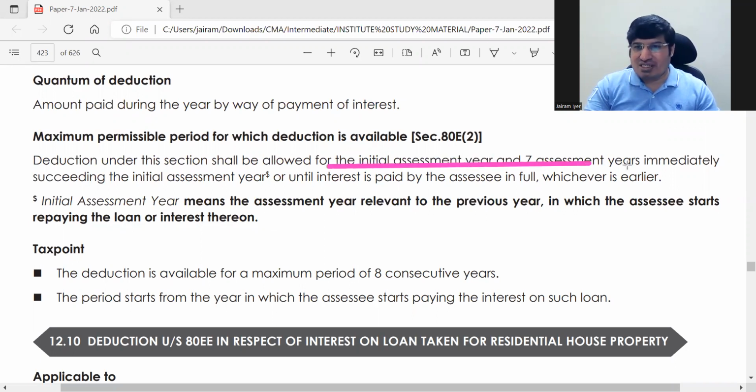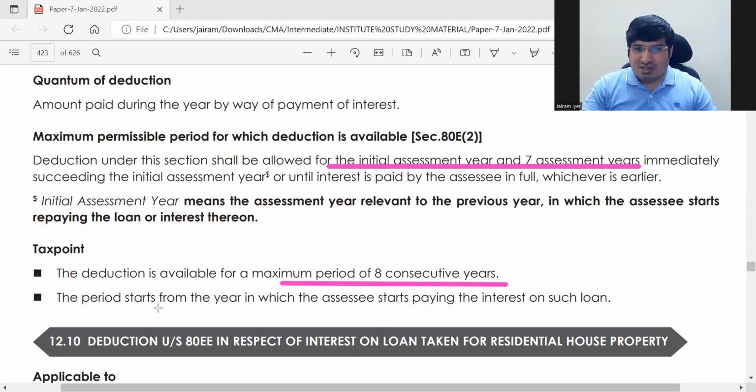Initial assessment year and 7 years. Initial assessment year means the first year when you have started repaying the loan. From that year and 7 more years, total 8 years. Maximum period 8 years. In 8 years you should repay the loan. For 8 years you will get deduction.